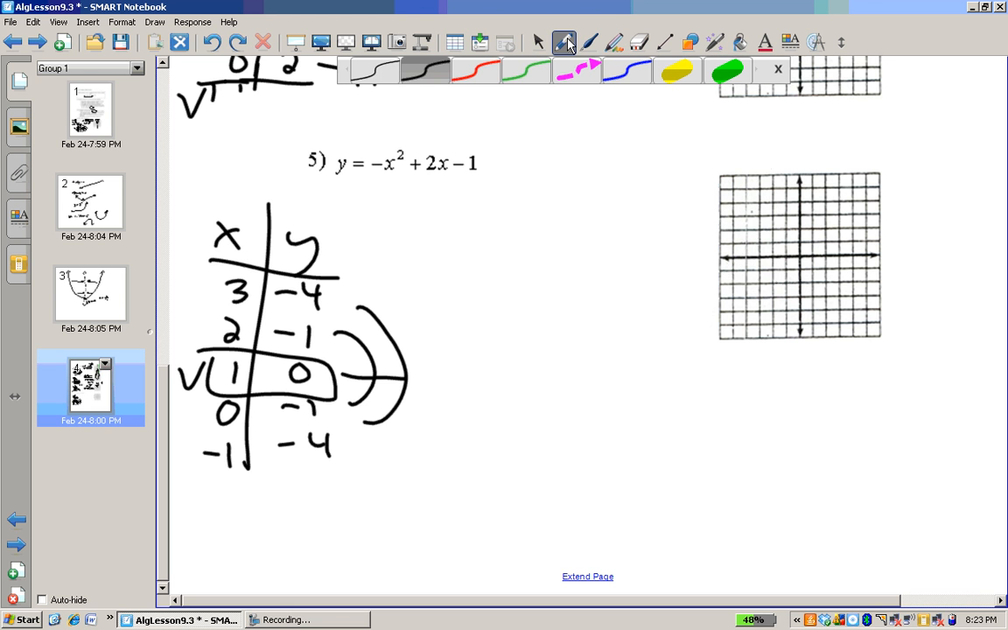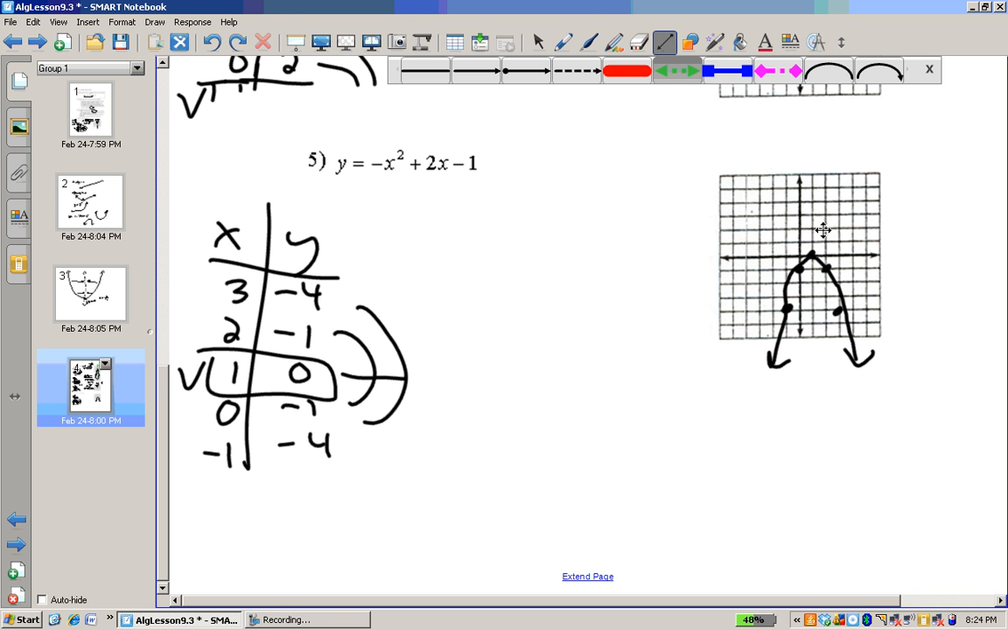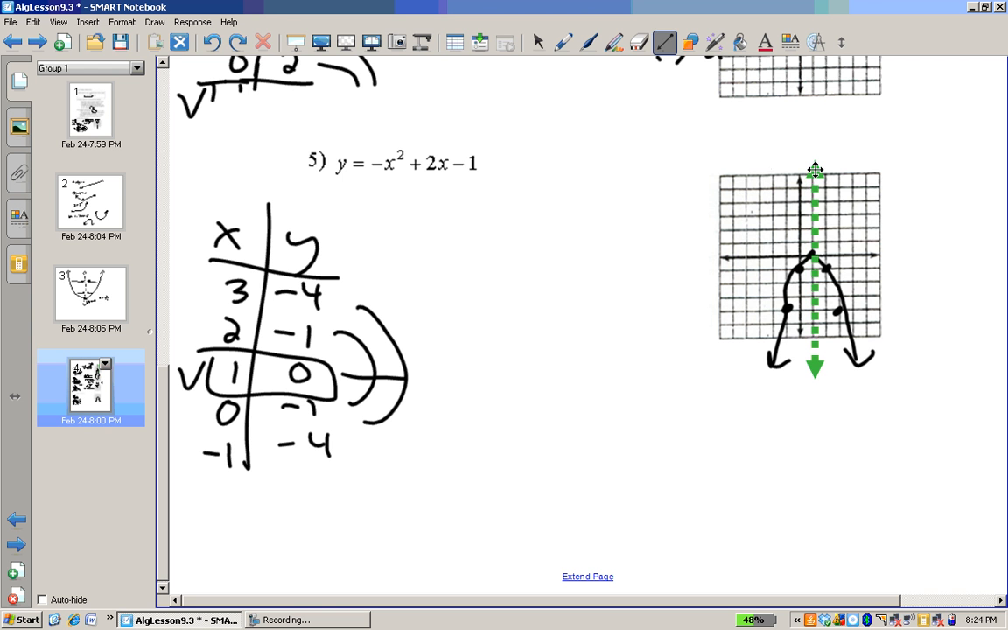And let's graph it. 1, 0. 2, negative 1. 0, negative 1. 3, negative 4. Negative 1, negative 4. And of course, don't forget our line of symmetry. It's just a helpful tool.